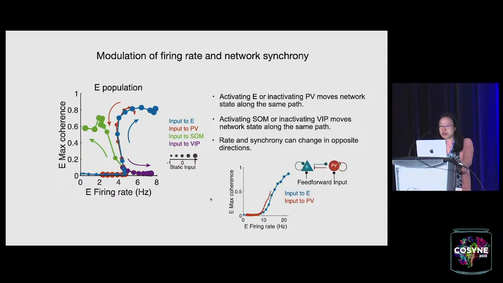This is in contrast with the modulation patterns we see in the EPV subcircuits, where the rates and the synchrony of the excitatory neurons are tethered together to always change in the same direction as we apply input to E or PV neurons.